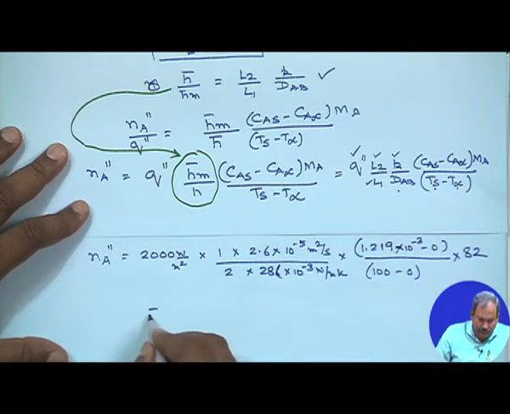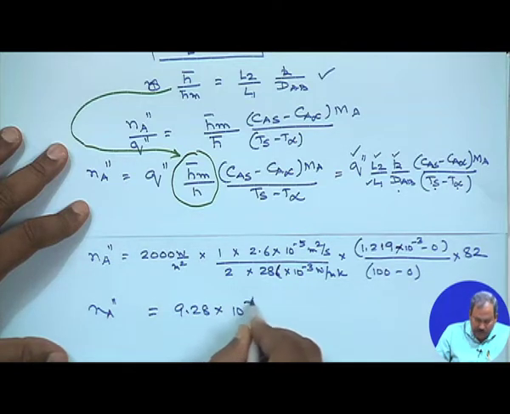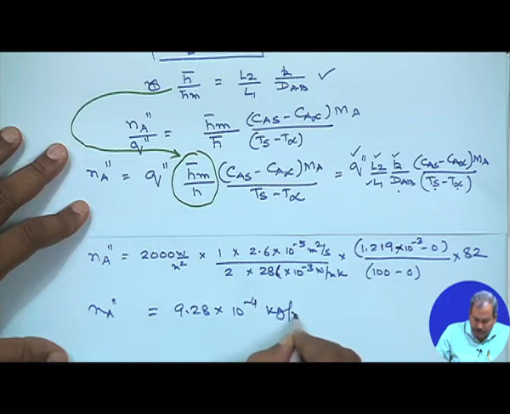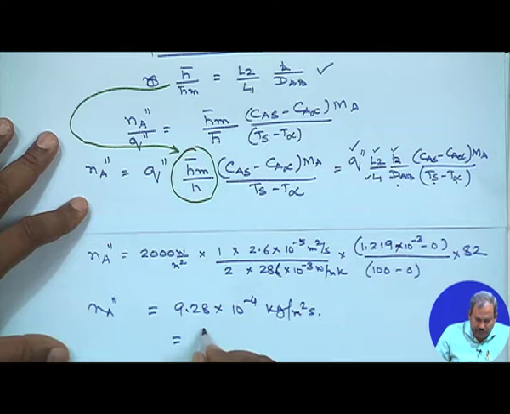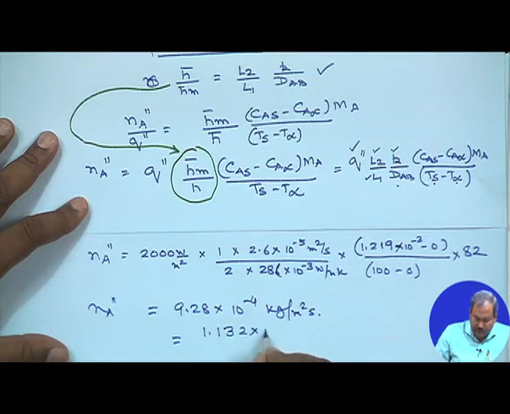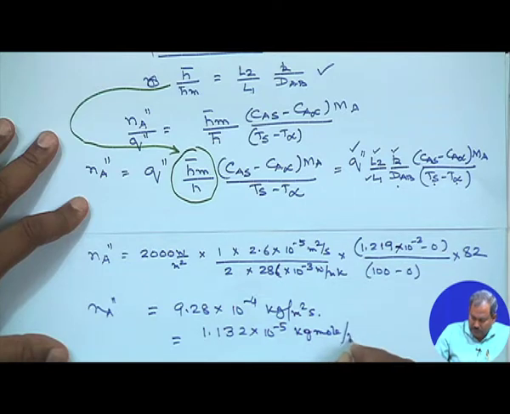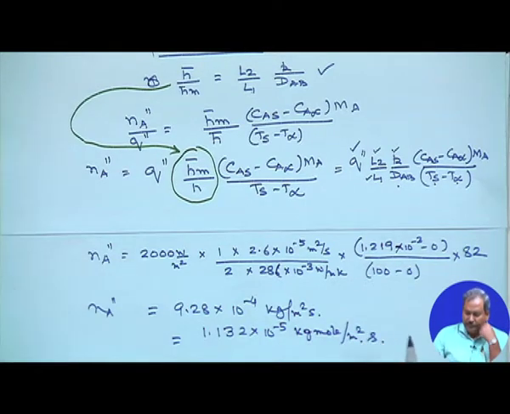So after you plug in all these values, you would get N_A double prime to be 9.28 times 10 to the power minus 4 kg per meter square per second, or if you want to express it in terms of kg moles, by dividing it with the molecular weight, you get this value.